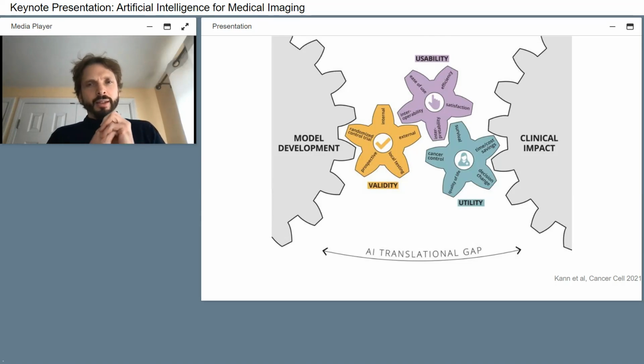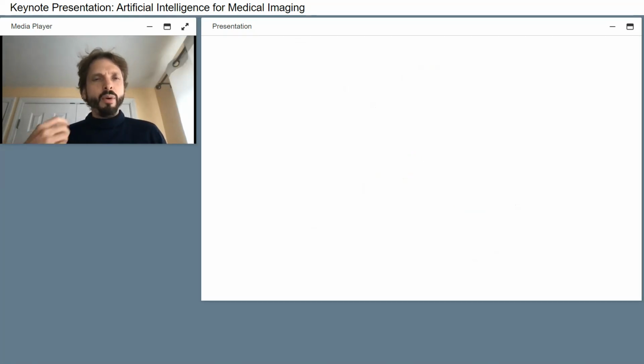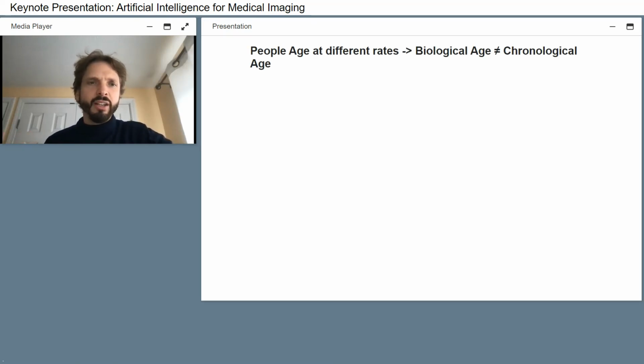All right, so this was a higher-level overview of what we are doing and how we see AI in medicine. Now I want to give you a couple of example studies that we're working on, to give you a flavor of the projects that we are investigating. So the first concept is about biological aging. We know that people age at different rates, and that genetic and lifestyle factors really influence your aging process. So we have a hypothesis that your biological age is not the same thing as your chronological age, right?